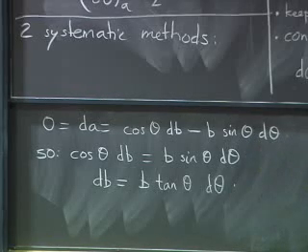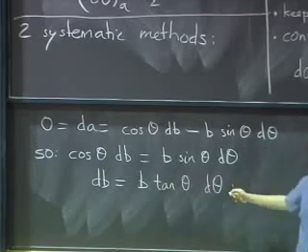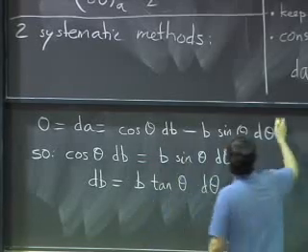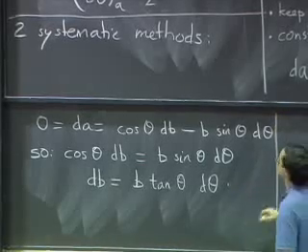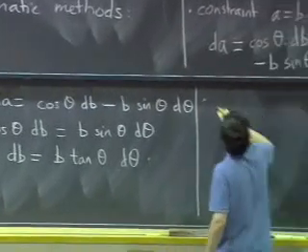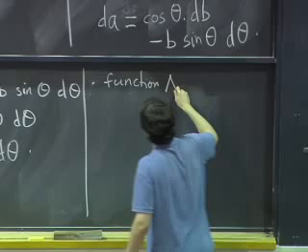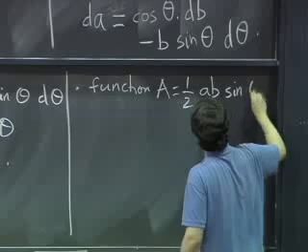Okay, so in fact what we found is the rate of change of b with respect to theta. Why do we care? Well, we care because let's look now at dA, the function that we want to look at. So the function is A equals 1/2 ab sine theta.